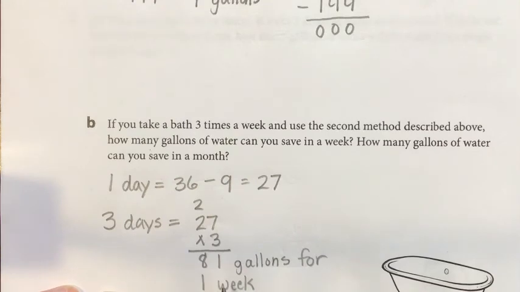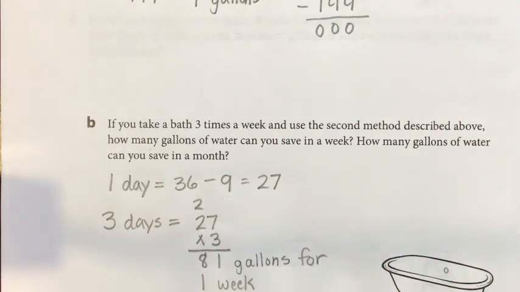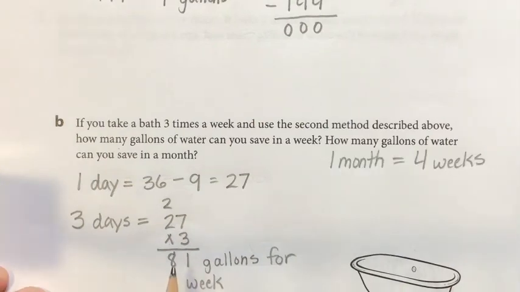So now the next question is, how many gallons of water can we save in a month? Let's think about how many weeks are in a month. We know that for 1 month, there are 4 weeks. If I save 81 gallons for 1 week, how much would I save for 1 month? Well, there are 4 weeks, so I'm going to multiply 81 times 4 to figure out how many gallons I would save in a month.